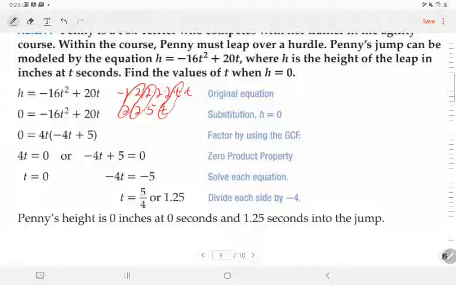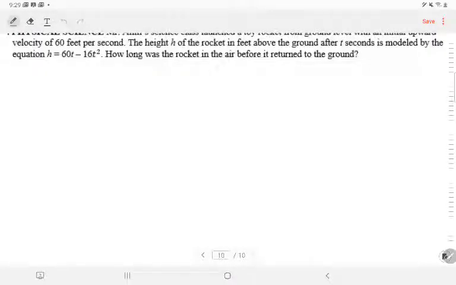Set 4t equal to 0. Divide both sides by 4, and t equals 0. I would subtract 5 from both sides of -4t plus 5 equals 0, and that gives me -4t equals -5. Divide both sides by -4, and t equals 5 over 4, or 1.25. So the dog jumps. Here's the ground at 0 seconds and at 1.25 seconds. So Penny's height is 0 inches at 0 seconds and 1.25 seconds. Okay? All right.